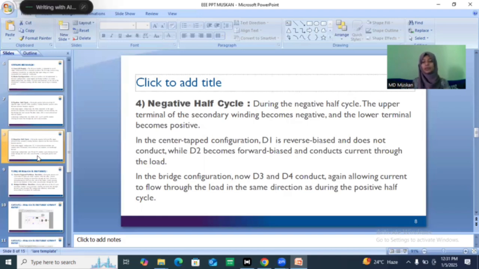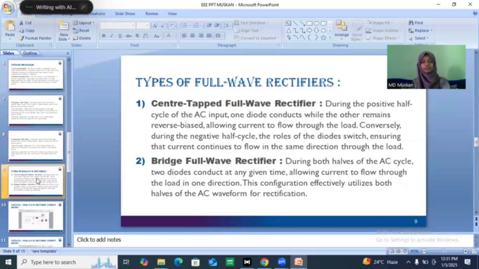So there is a similarity between the positive and negative half cycle. In the positive half cycle, the upper terminal is connected to the positive and the lower to the negative. The upper is forward biased, the lower is reverse biased. Whereas in the negative half cycle, the lower terminal becomes positive and the upper terminal becomes negative. The lower terminal is connected to forward bias, and the upper terminal becomes reverse biased. These are the minor differences between the positive and negative half cycle.